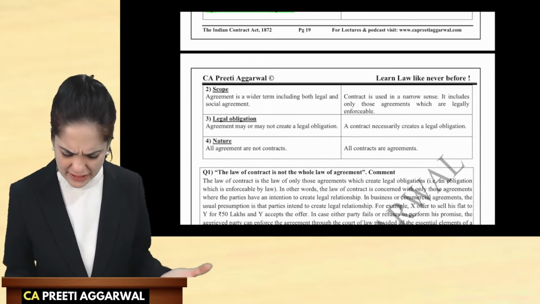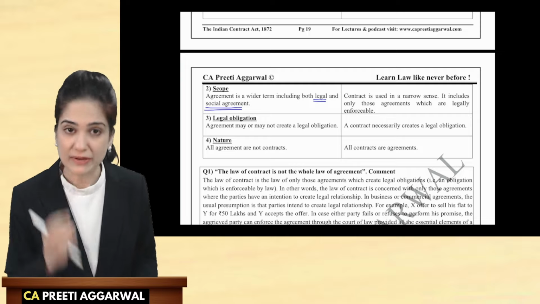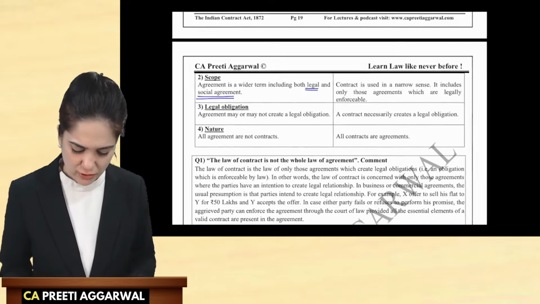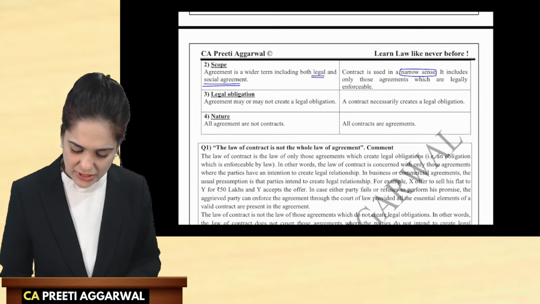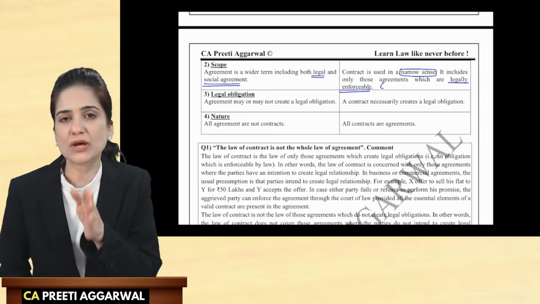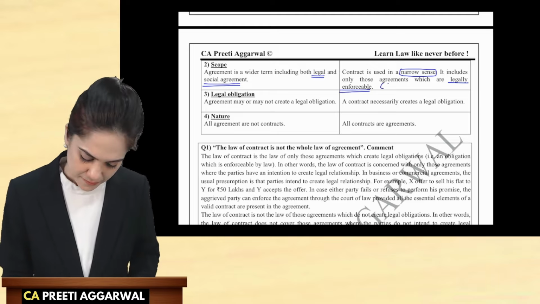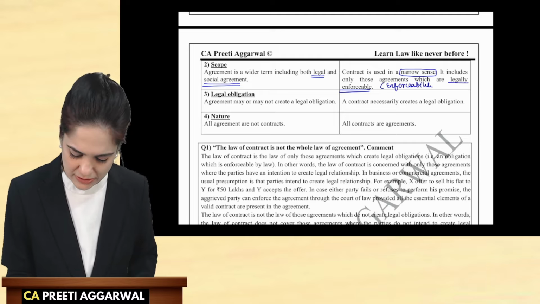Agreement is a very wide term. It includes both legal as well as social agreement. Yes, social, domestic agreements, everything is included over here. However, contract is very narrow in its sense. It includes only those agreements which are legally enforceable. It only includes those agreements where there is enforceability. So I am looking for enforceability.